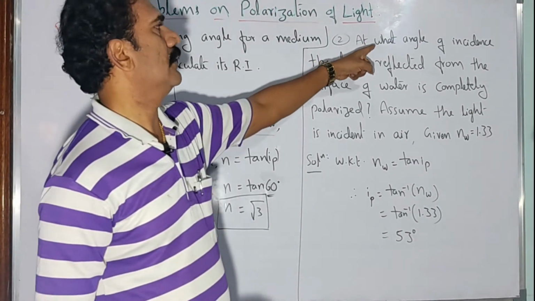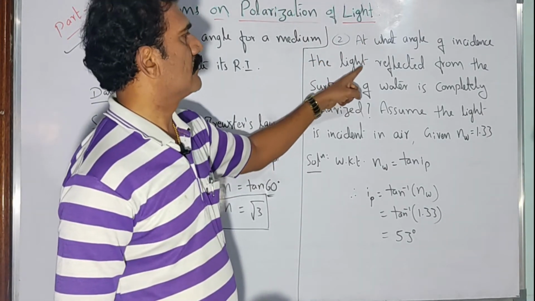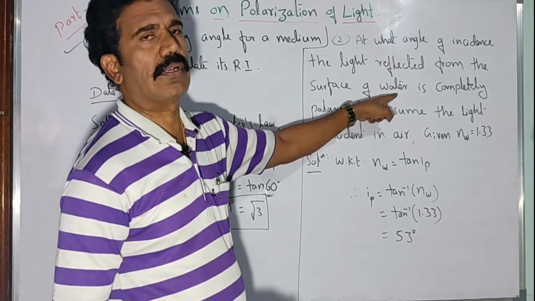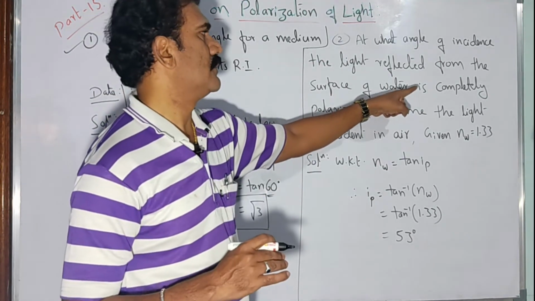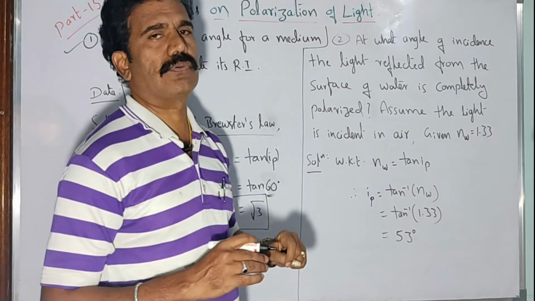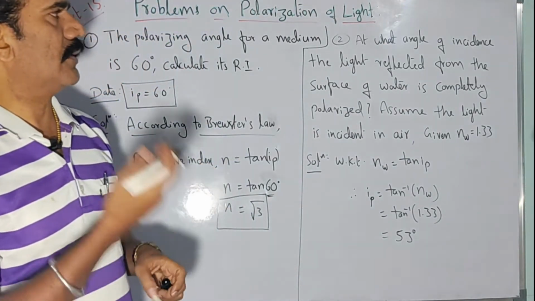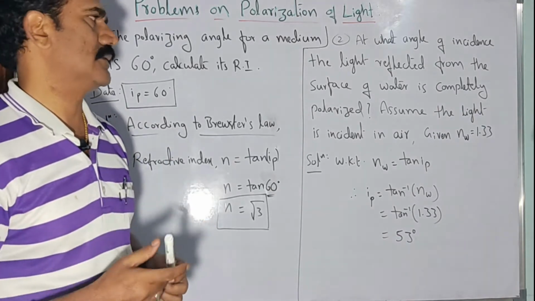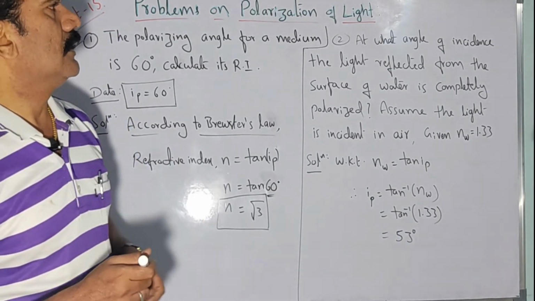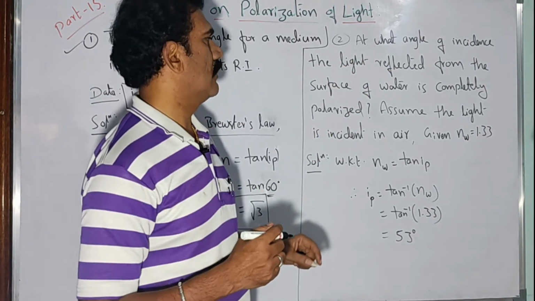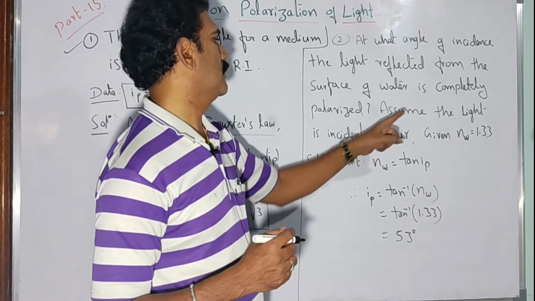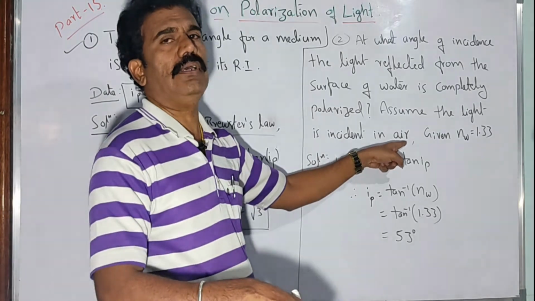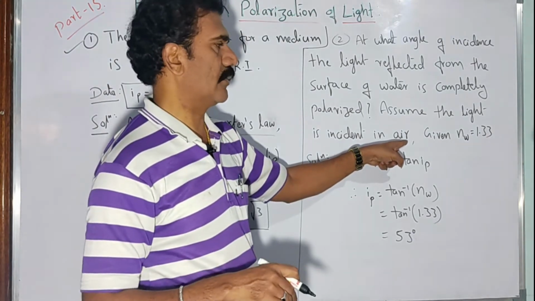Now note down the second problem, almost based on the same formula. At what angle of incidence is the light reflected from the surface of water completely polarized? Here they have given a particular medium, water. The light gets reflected by the surface of the water and is completely polarized. Then what is the angle of incidence? You have to find the angle of incidence, by assuming the light is incident from the air medium to the water medium.